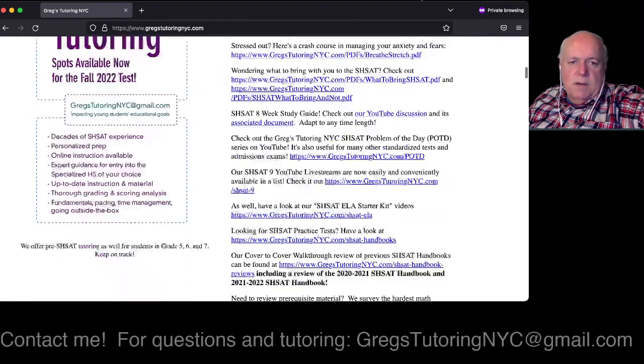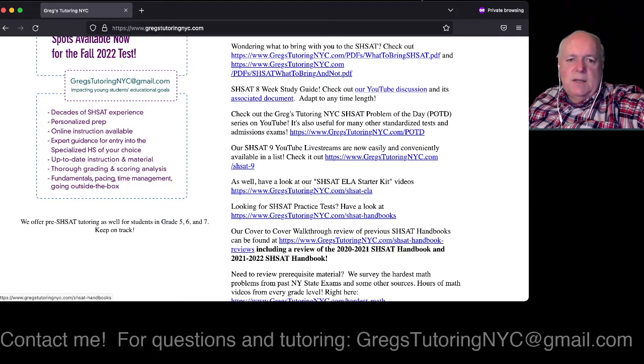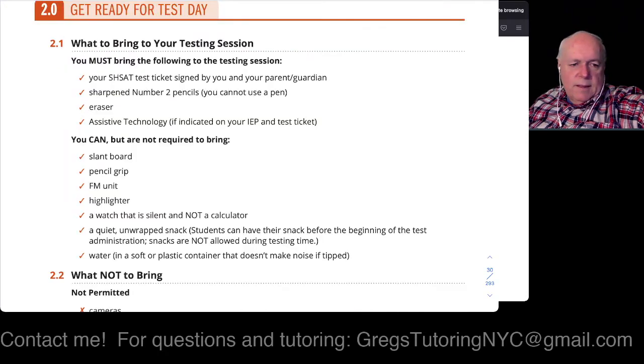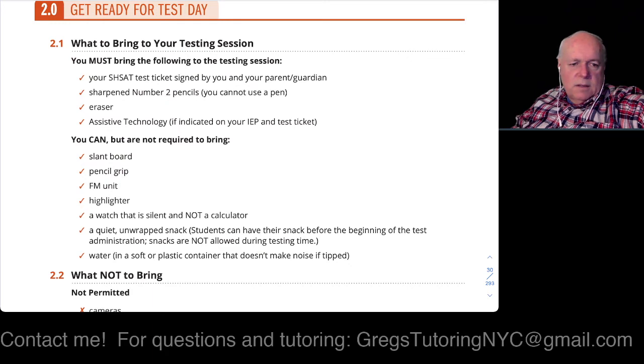It says, wondering what to bring with you to the SHSAT? Check out what to bring, SHSAT.pdf, and SHSAT, what to bring and not. Those two things will complement what's in the SHSAT handbook here. This is from my website, GregsTutoringNYC.com. Okay, let me bring back the handbook.